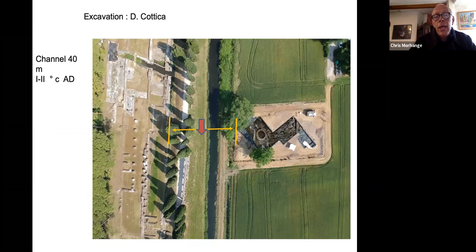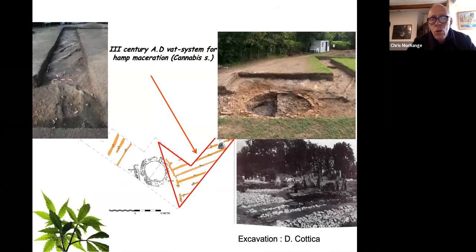This is the excavation in progress where we are involved. You can see in the yellow color the main channel, about 40 meters wide. It was in activity from the early imperial period up to the late antique period. On the east side, the excavation shows a round structure, which corresponds to a lime kiln of the 5th century AD. I will not give too much detail, but there is something very interesting discovered by the team: the vat system from the 3rd or 4th century for hemp maceration, cannabis, in order to produce cordage.